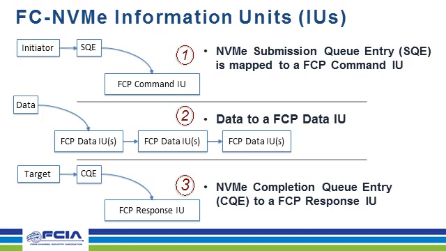and data IUs for FCP, FC-NVMe or SCSI look the same. It's basically just a bunch of data. And of course, for those of you who are familiar with how the FCP protocol works, there are also maybe transfer readies coming back as well. And then on the target side, when the command completes, the completion queue entry, which is the NVMe response, is mapped into an FCP response IU.